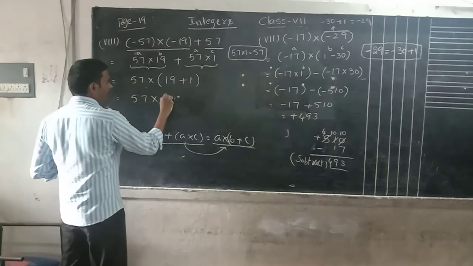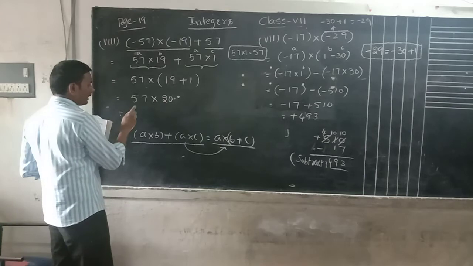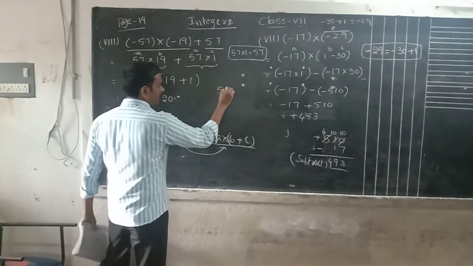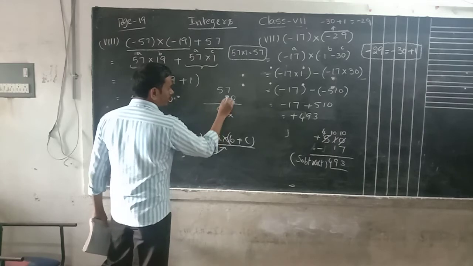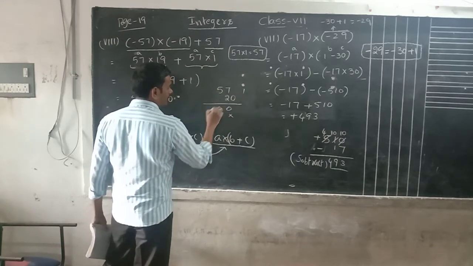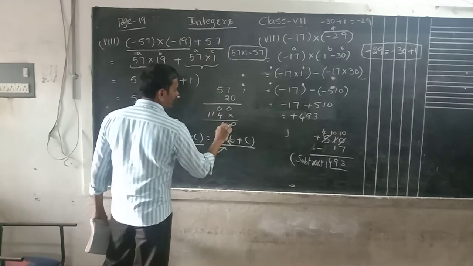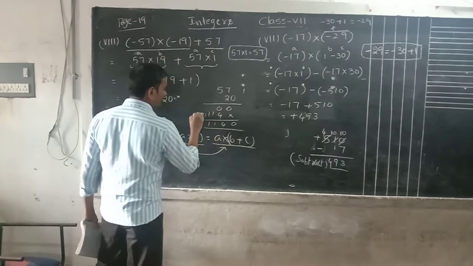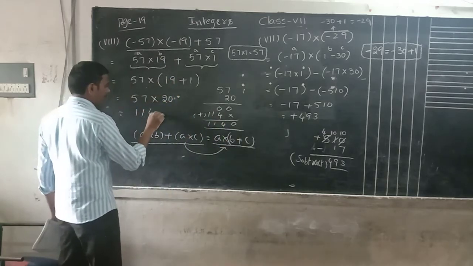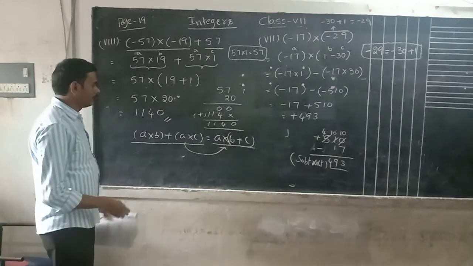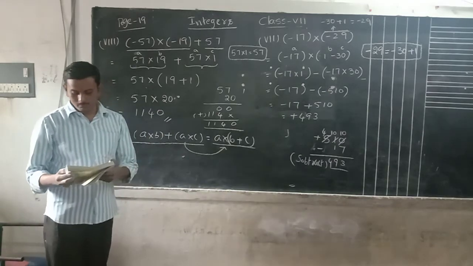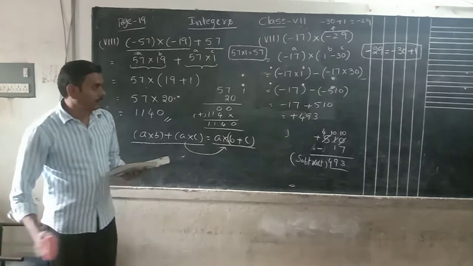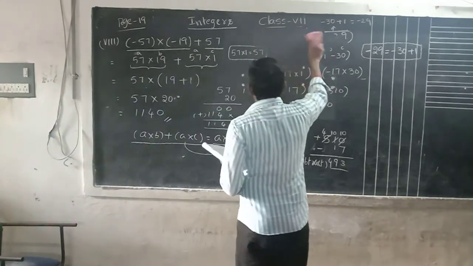57 into 19 plus 1, how much is 20? Now multiply this, 57 into 20. 0, 0; 2 sevens are 14; 2 fives are 10, 10 plus 1 is 11. 1140, 1140 is the answer. Okay, by using distributive property we do. After now we have multiplication. Now we go for the division.